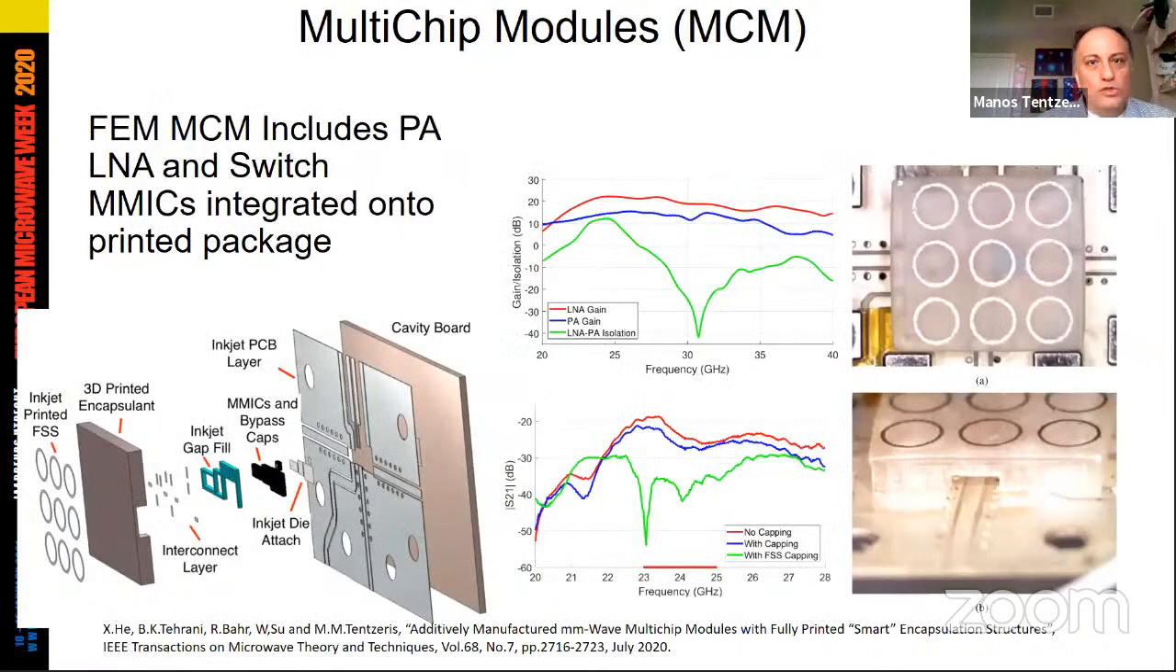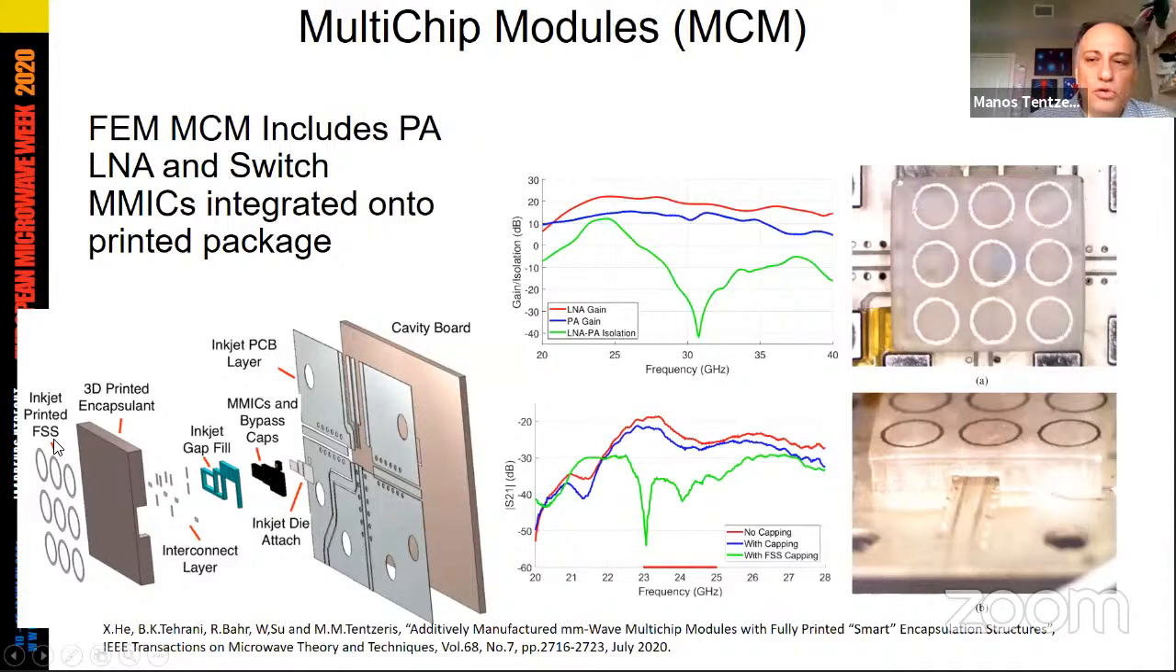Now let's move to multi-chip modules, because that's another idea that has gained lots of steam over the last year. Here, you see everything being printed except for the IC. So cavity board, 3D printing, inkjet printed PCB layer. MMICs and bypass caps are attached on the inkjet die attached cavity. Inkjet gap fill, to fill the gaps in the cavity you have printed, printed interconnects, 3D printed encapsulant, and then adding intelligence to your encapsulant.